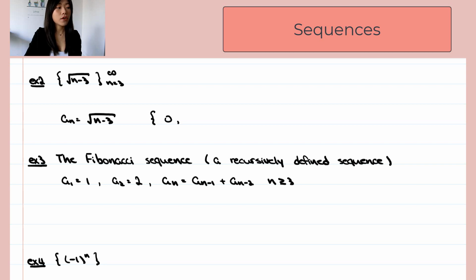Then the second term, we plug in n equals 4. So the square root of 4 minus 3, we get the square root of 1, that is 1. Then the third term will be the square root of 2, then the square root of 3, and so on, until the square root of n minus 3, and it keeps on forever. You may notice that as n approaches infinity, the numbers in this sequence get larger and larger.